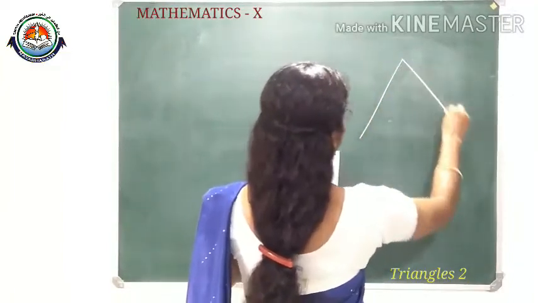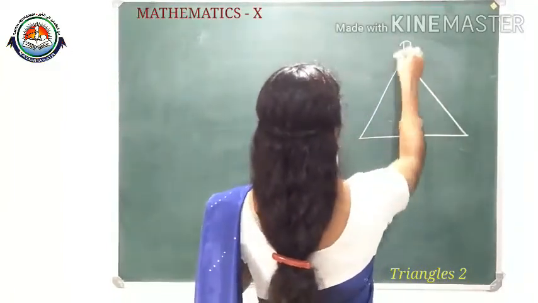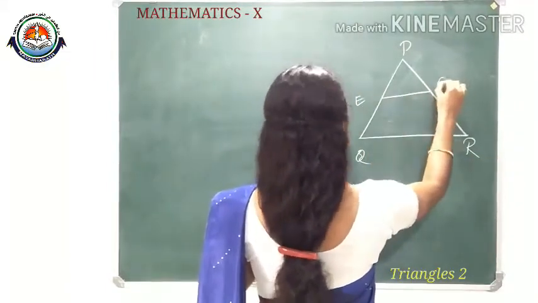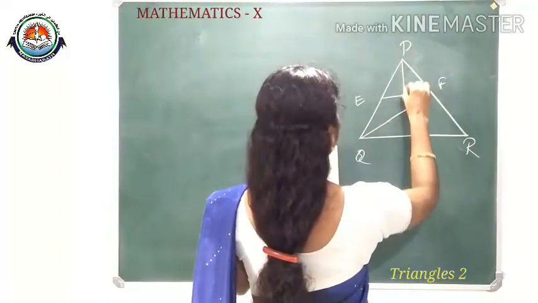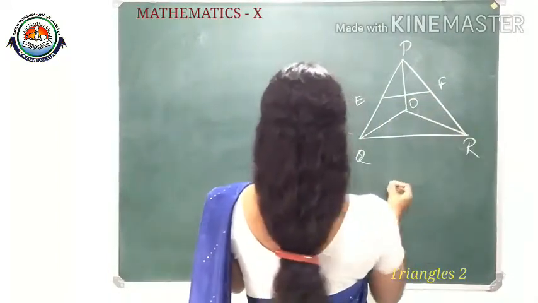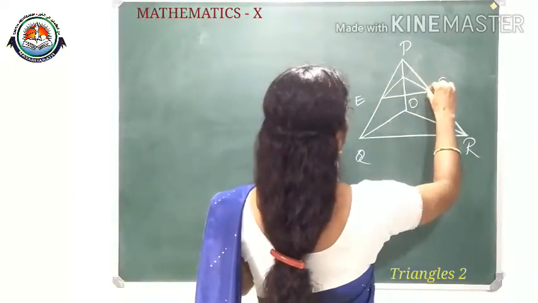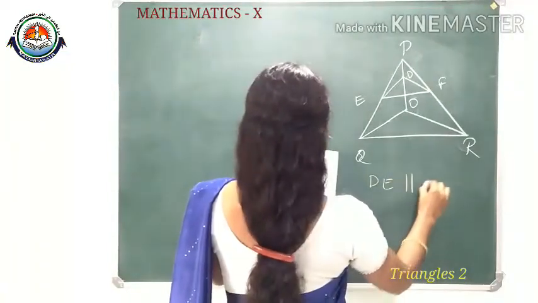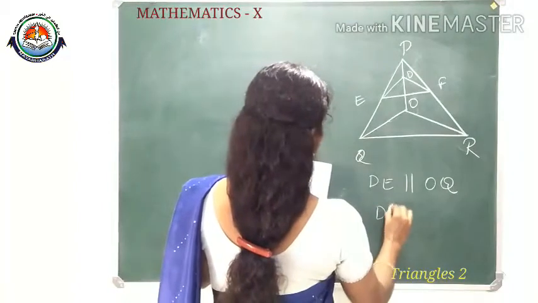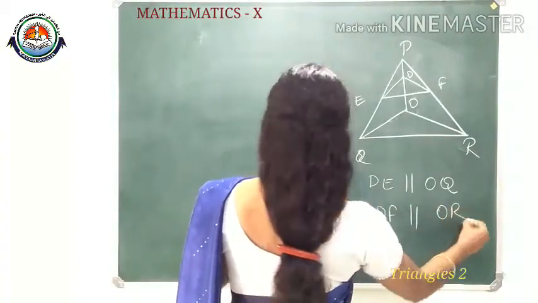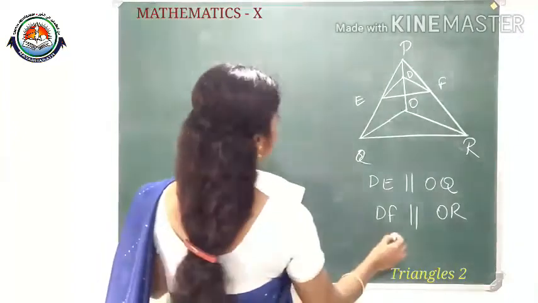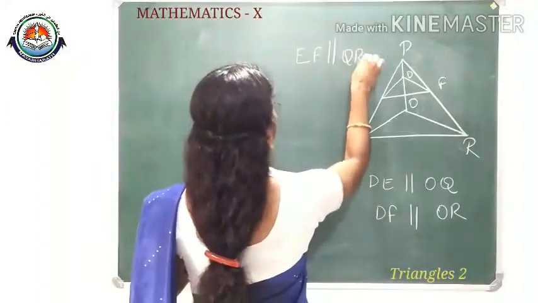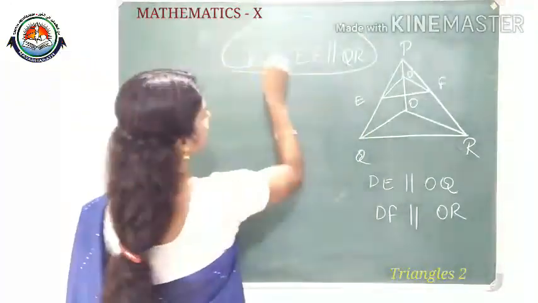Another one question is given like this. P, Q, R. This is E, F. Here one point O, and here one point D. It is given DE is parallel to OQ, DF is parallel to OR, and we need to prove EF parallel to QR. This we need to prove, so we need to give the proof.